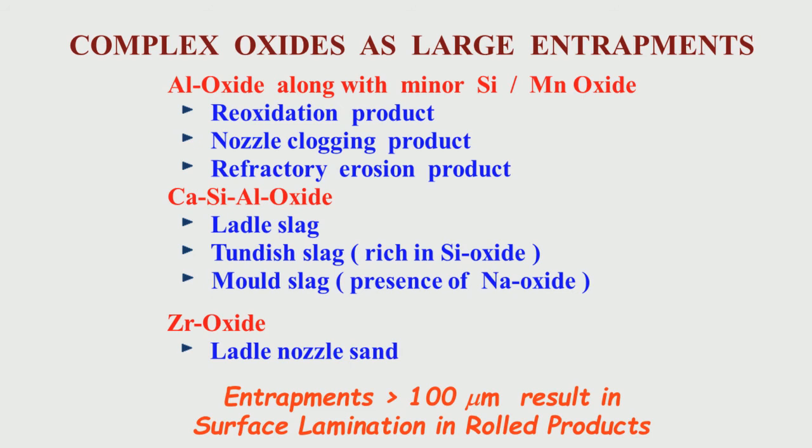These are mostly oxide type of entrapments, aluminum oxide with some silicon or manganese oxides, or slags, calcium, silicon, aluminum oxides. It might have some sodium oxides also if you had a mold slag, some fluoride also, calcium fluoride is added as fluidizer in mold slag.